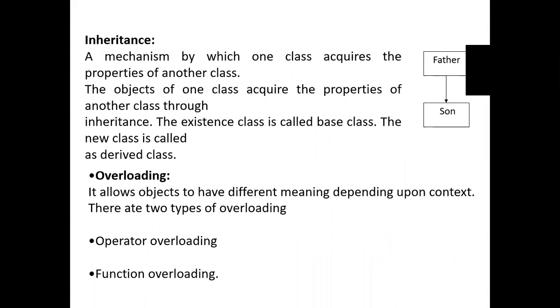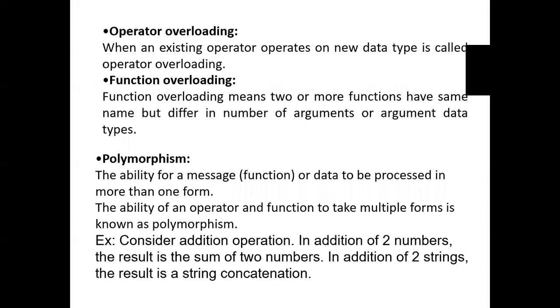In this, we learned two definitions. One is called base class and the second one is called derived class. The existing class is called the base class and the new class is called the derived class. Then we started overloading. Overloading allows objects to have different meanings depending upon the context. And we completed operator overloading and function overloading. This much we completed in the previous class.